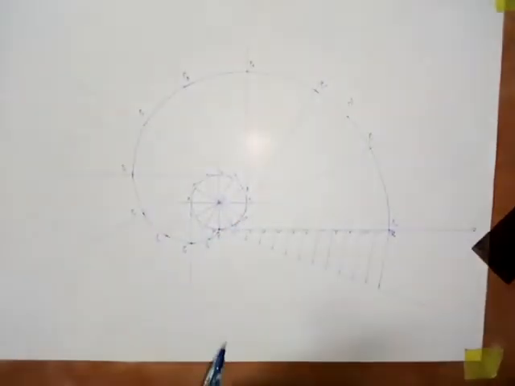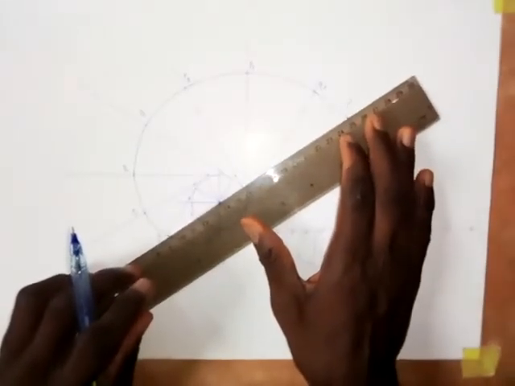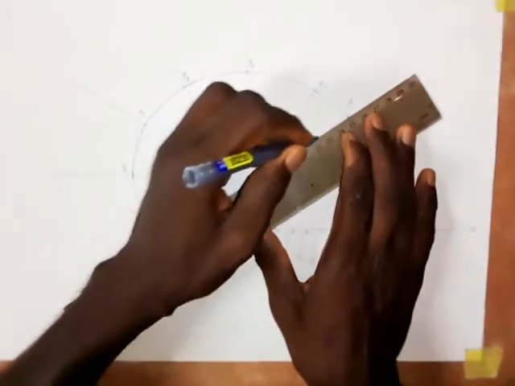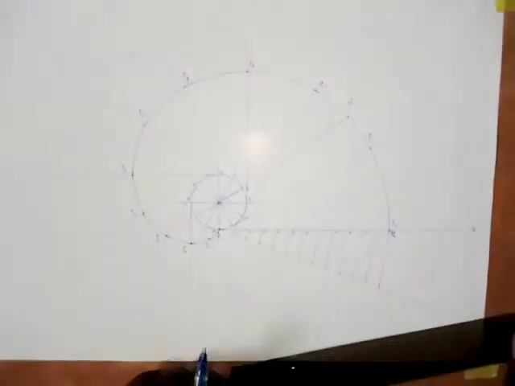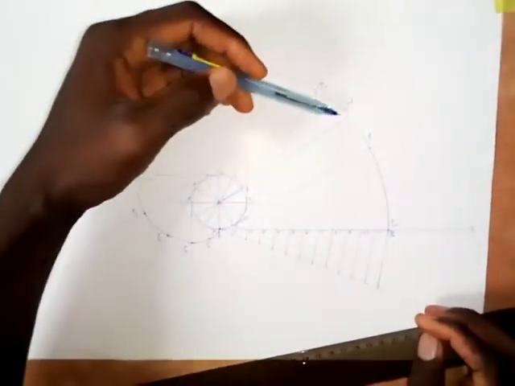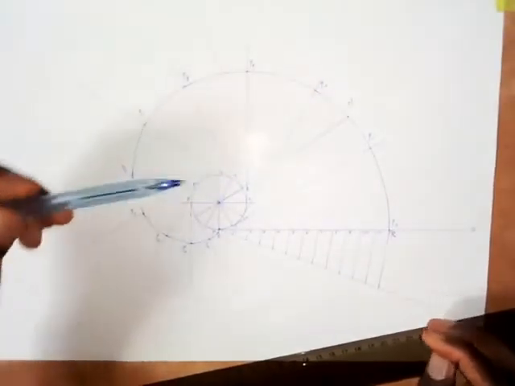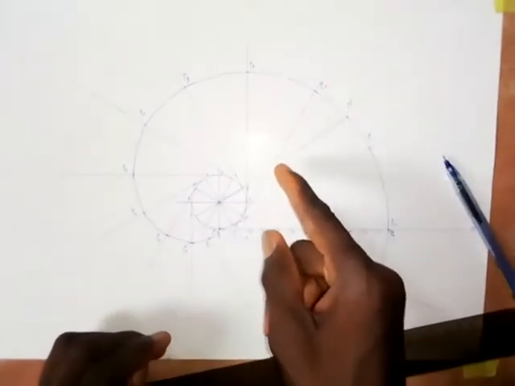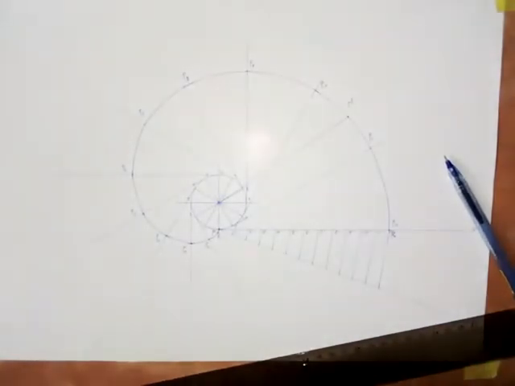What you need to do now is join CN together with a straight line. It goes like this. After this, we are going to construct a semicircle that will touch point N and point C. To do that, we have to bisect CN so that we can locate where we are going to put our compass to draw the semicircle.